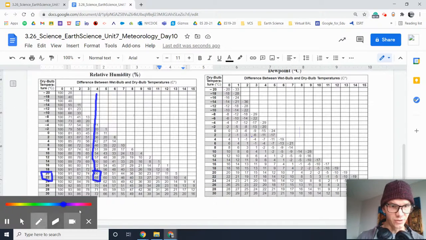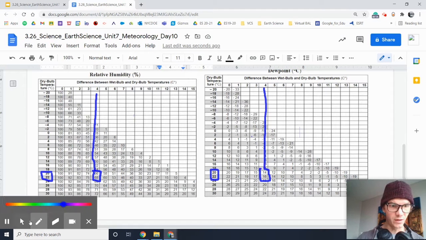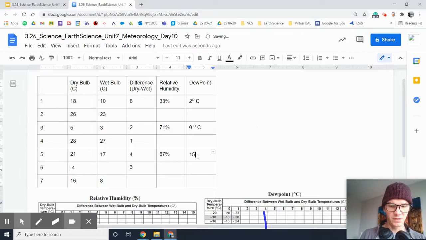And let's take a look at the dew point. So I'm in between 20 and 22 to get a temperature of 21. I'll drop it down because there's 4 degrees of difference. And I am in between 14 and 16, meaning my dew point here was 15 degrees Celsius. 15 degrees Celsius. All right.